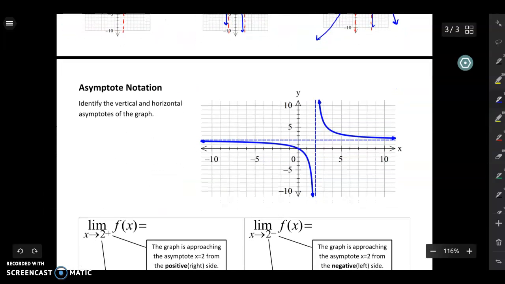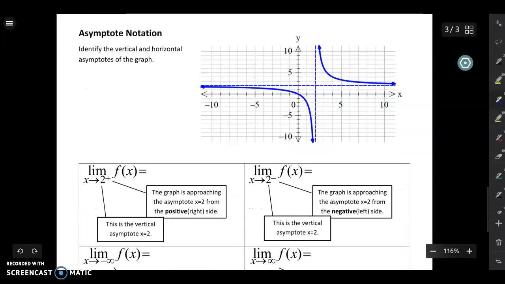So let's talk about asymptote notation. We're going to bring back some of our favorite notation, which is limit notation, to describe vertical and horizontal asymptotes. Let's go through each of these sections one by one. First, looking at this graph up here, let's identify our vertical and horizontal asymptotes. I have a horizontal asymptote at y equals 2 and a vertical asymptote at x equals 2.